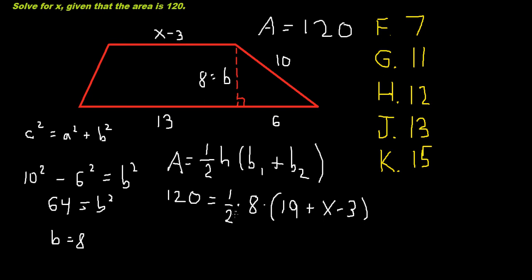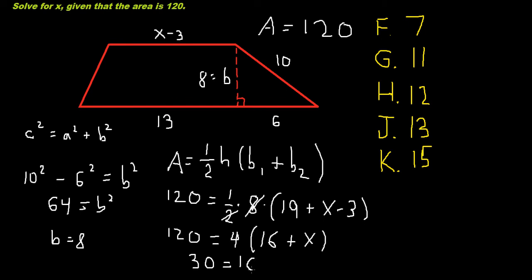Alright, so now we can simplify things. This 2 and this 8 are going to simplify. So you're going to have 120 is equal to 4 times 19 plus a negative 3, which is the same as 19 minus 3. So it's going to be 16 plus x. Now you're going to divide both sides by 4. 120 divided by 4 is 30. So you're going to get 30 is equal to 16 plus x.